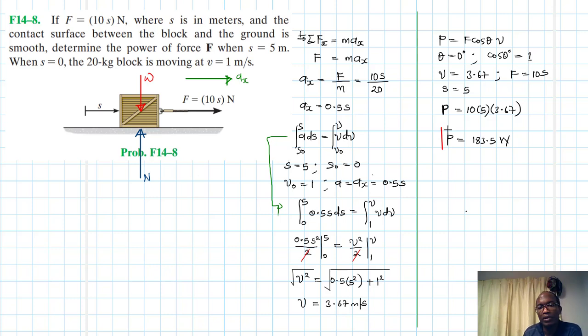Right, I think this is about it. We have found the power of the force when the displacement is 5 meters and the block is moving at an initial velocity of 1 meter per second.